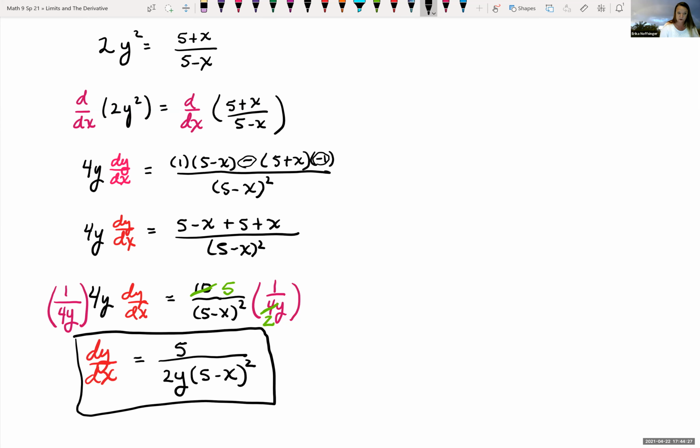So we found the derivative. But notice that derivative has both x and y in it.